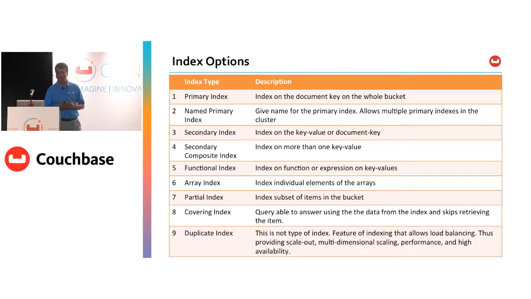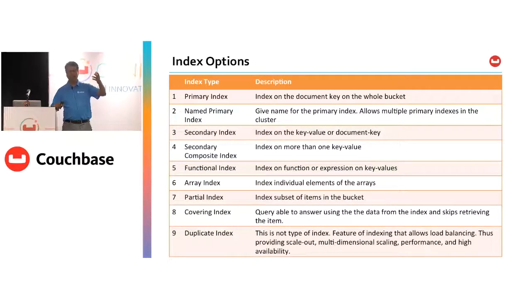Covering index is an optimized addition. We evaluate all the indexes to see if an index can completely cover the query. That means, does the index have enough data, or all the data, to answer your query? So that's a covering index.